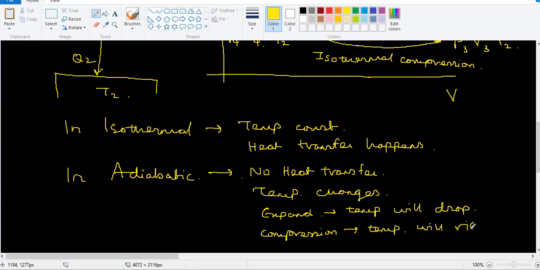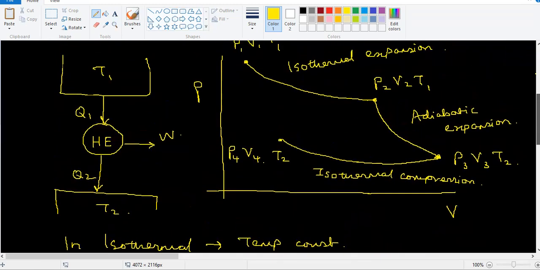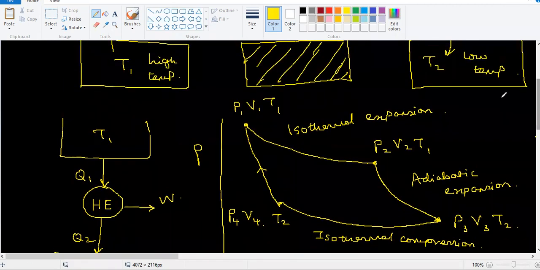Okay, that's what I tried to explain here. You see, here, when you're doing adiabatic expansion, the temperature is dropping. Here, when you do the adiabatic compression, you're going this way, then the temperature is rising. So from T2, this is going to a higher temperature, T1. So this is high temperature. So take it down properly. T1 is high temperature.